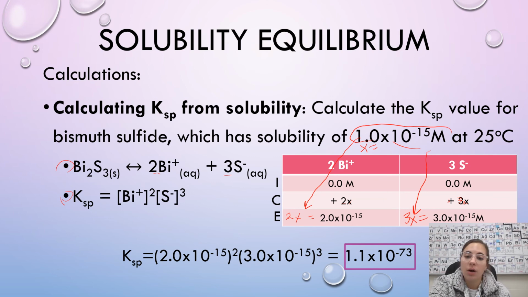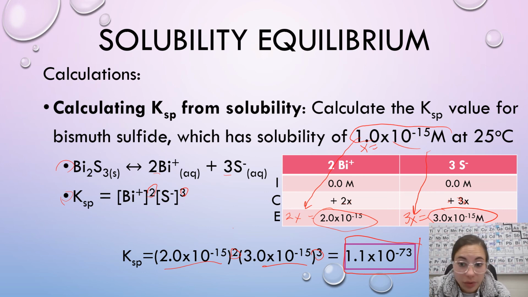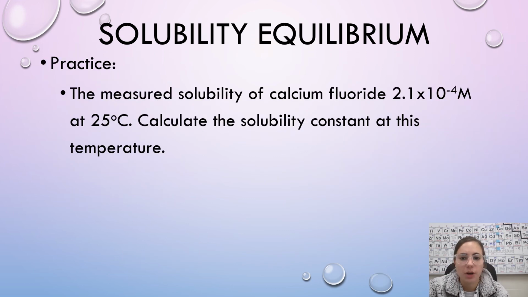So now that I know my equilibrium concentrations, I plug them into K. So 2 times 10 to the negative 15 squared times 3 times 10 to the negative 15 cubed, and I get a KSP of 1.1 times 10 to the negative 73. So this is an extremely insoluble compound. Okay, so now what I would say is to pause and try to do this on your own, and then resume and see if you got it right.